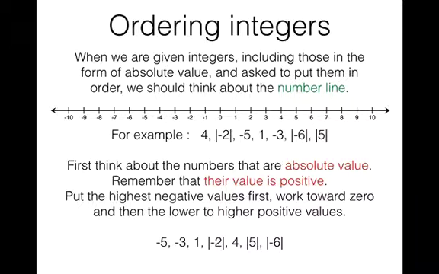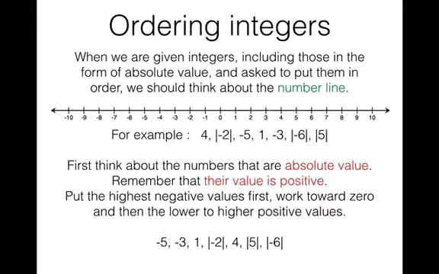Okay, so if you're given a bunch of integers, some of which are absolute value, you might be asked to put them in order. We should think about the number line. So there's the number line. From the 0, the numbers go to the left. They get larger and larger in a negative fashion. And then from the 0 to the right, they get larger and larger positive.